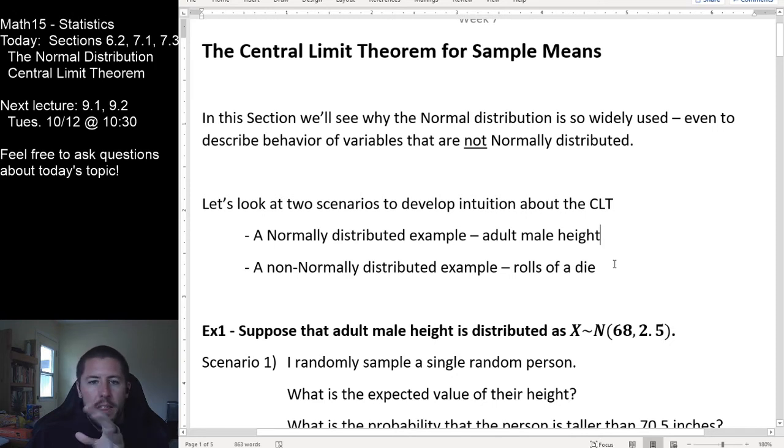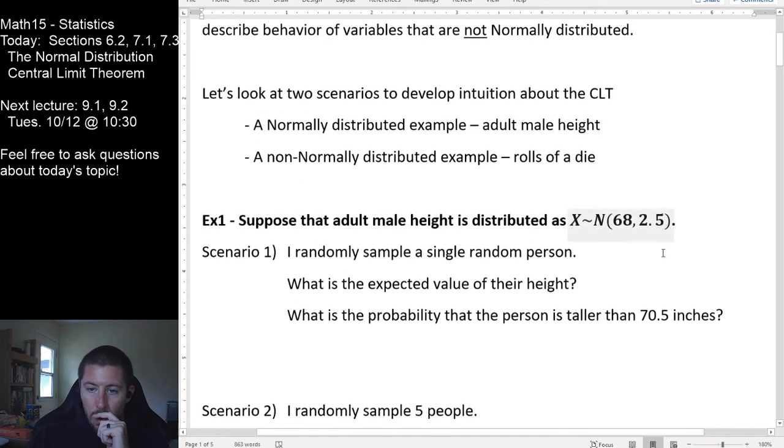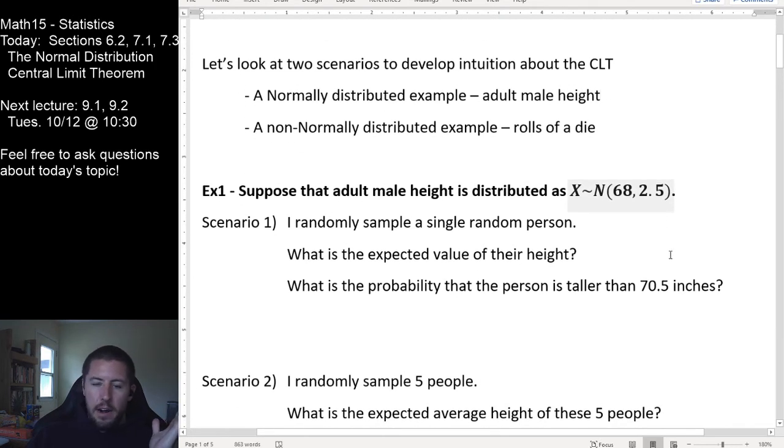I'm hoping today that I'm going to get through the concept associated with this, and that starting at the beginning of next week, we'll look at the computations associated with this. All right, so we're back in our adult male height scenario. This is the distribution that you've seen more than any other this semester, I think. Adult male height, average height of 68 inches, that's 5'8", standard deviation of 2.5 inches.